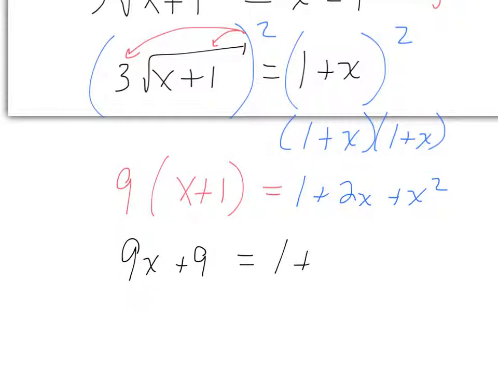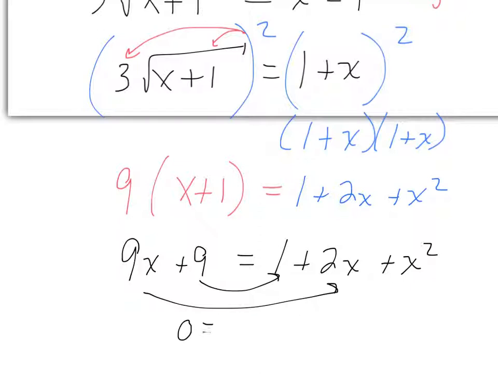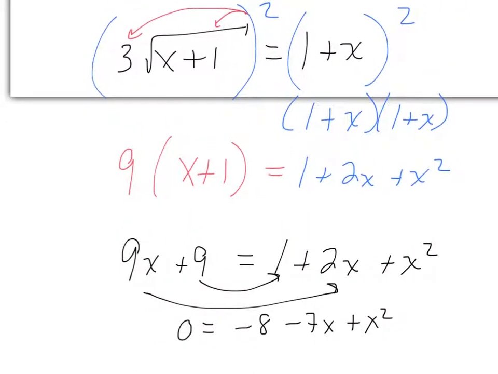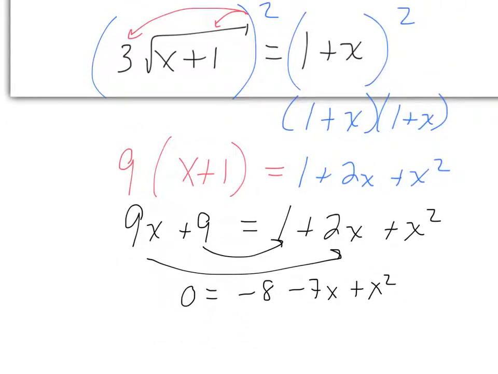And then Ryan, what should I do next? Move it over. Yeah, move it over. Okay, move these over here. Subtract 9x and subtract 9, giving you 0 equals -8 minus 7x plus x squared. I'm going to rewrite that, obviously, so it just looks nice. Make it easy on myself.